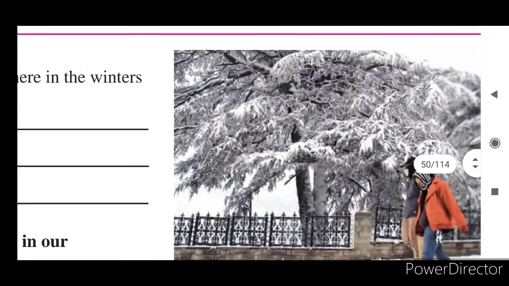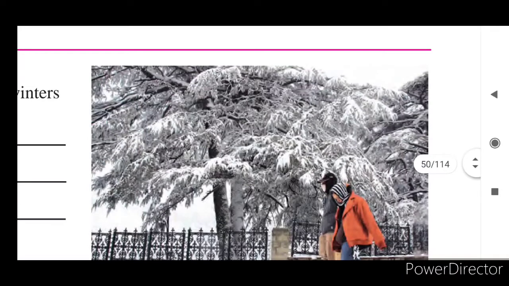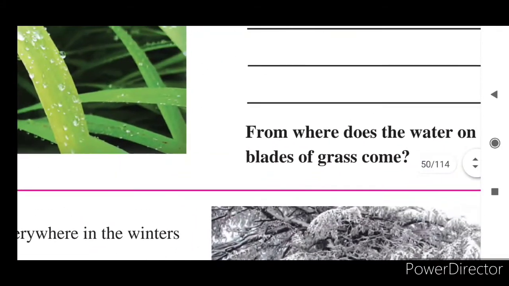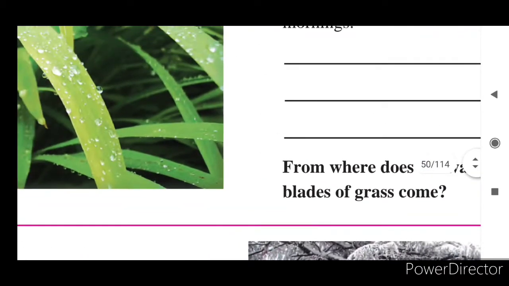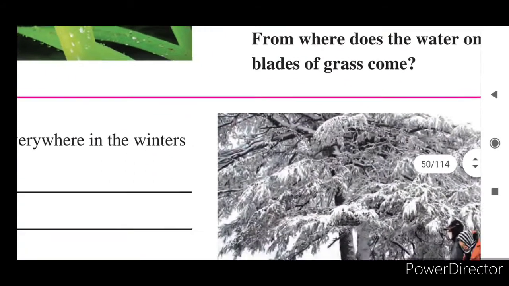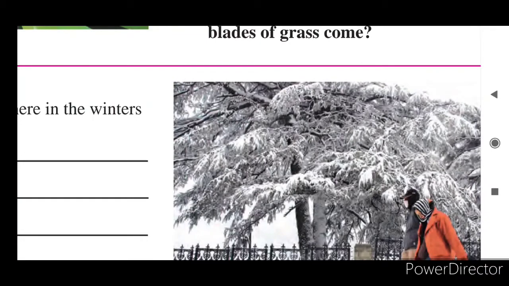Next is given the snowfall. Here the picture is of trees covered with full snow. It is called frost. These water droplets are in the form of water, and when the temperature is very low, that water freezes, and we see such snowfall, that is frost.